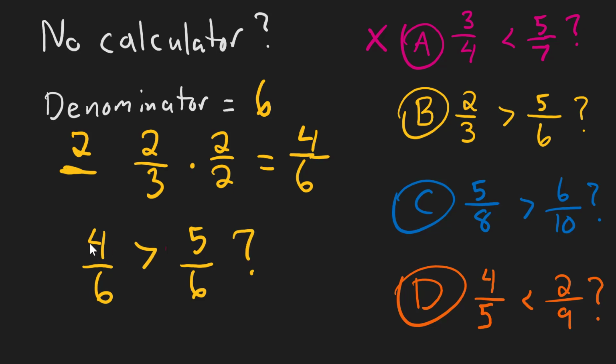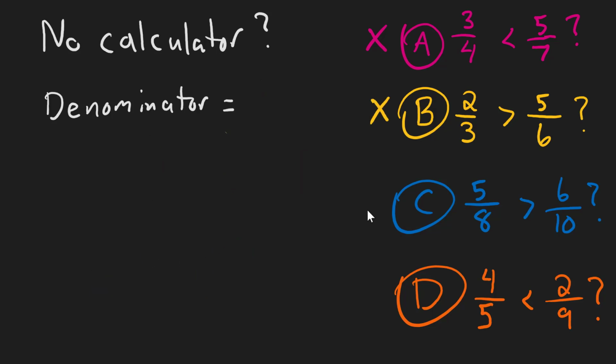No, it is not. 4 is less than 5. 4 is not greater than 5, so B is not true. And how about part C?